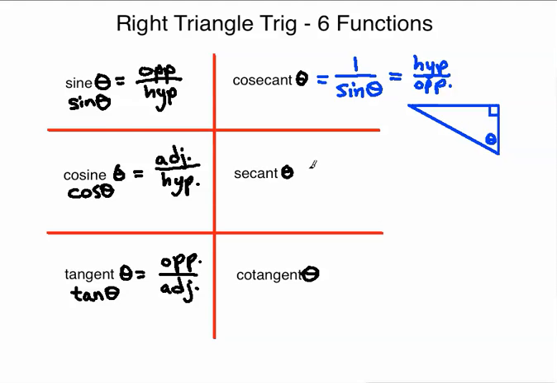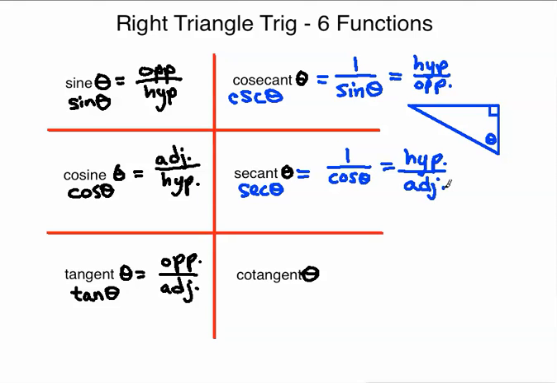Another relationship or identity is secant, and secant is written S-E-C theta, as cosecant is C-S-C of theta. And secant is kind of the opposite of cosine. So it's 1 over cosine of theta. So instead of adjacent over hypotenuse, it's the opposite of that, hypotenuse over adjacent.